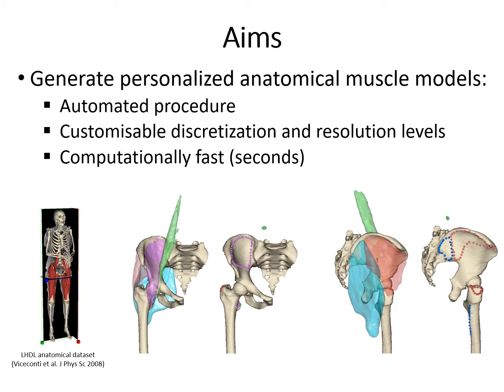For this investigation, we will use the LHDL anatomical dataset, a cadaveric dataset in which bone and muscle geometries have already been segmented by the original authors. We will focus on the iliacus, psoas, gluteus maximus, and gluteus medius muscles, for which the muscle attachments have been directly measured during the dissection process.